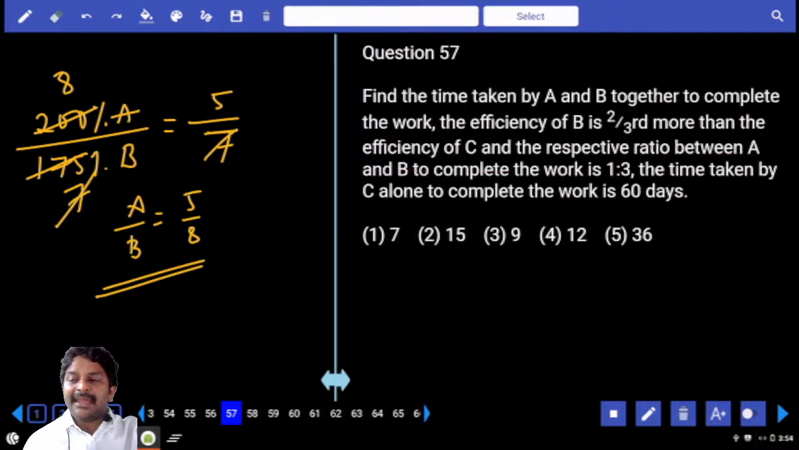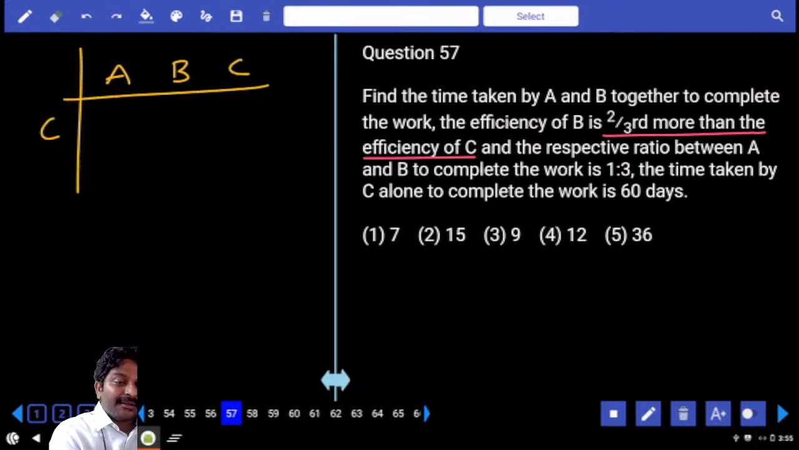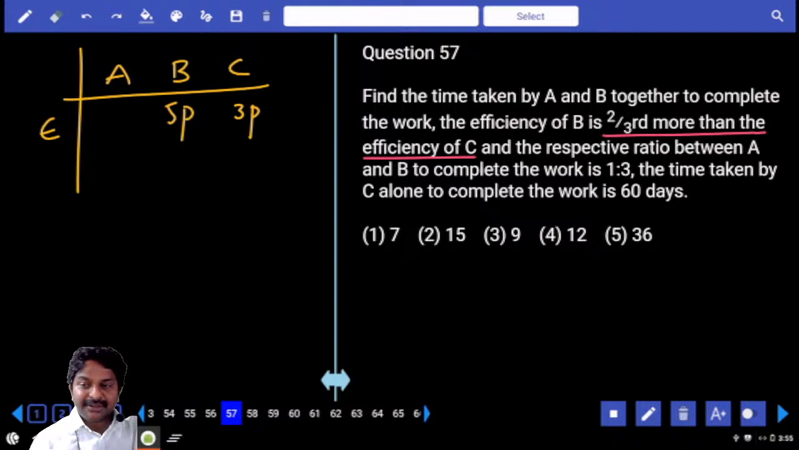Find the time taken by A and B together to complete the work. The efficiency of B is 2/3 more than the efficiency of C. So we have A, B and C. First they are talking about efficiency. 2/3 more they said, B compared with respect to C. So I'll assume C's efficiency has denominator 3 parts. 2/3 of it, 2 parts. 2 parts more, 5 parts. This is the efficiency of B.